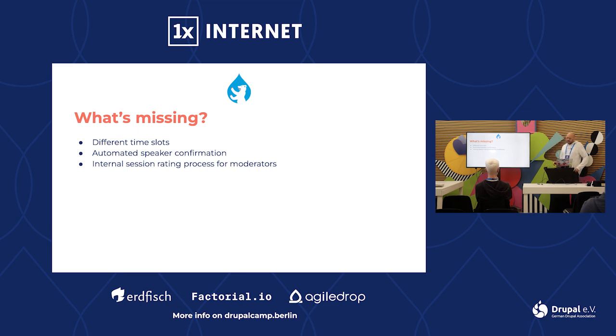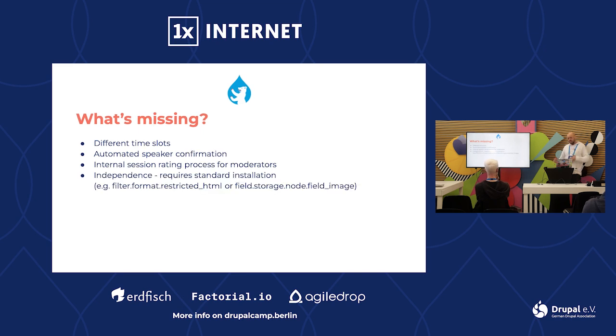What's also missing is an internal rating process for moderators. What the track team did was get all the sessions out into an Excel table and do the review process on spreadsheets. It would be cool if it were also possible for the moderators to have an anonymous voting process, so they can rate the sessions, and then you can sort them or accept them by that criteria later. And it's also missing a kind of independence.